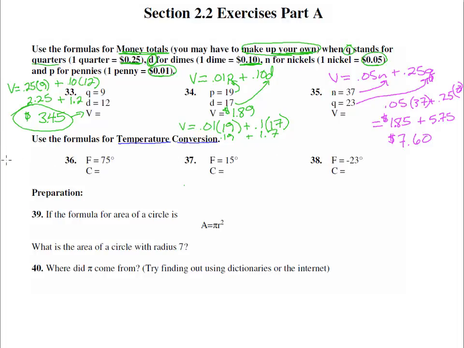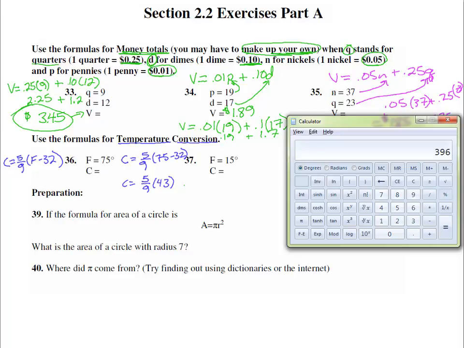It was that C equals 5/9 F minus 32. So let's give it a shot. Number 36, it says F is 75 degrees. So Fahrenheit is 75 degrees. So we're going to stick the 75 in where the F is and rewrite that. C equals 5/9 F, which is now 75, minus 32. 75 minus 32 is 43. So we have 5/9 times 43. And that's what our C will equal.